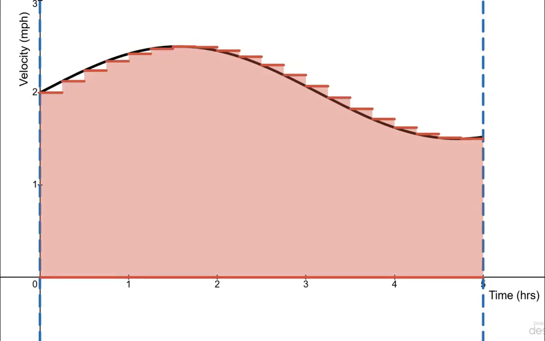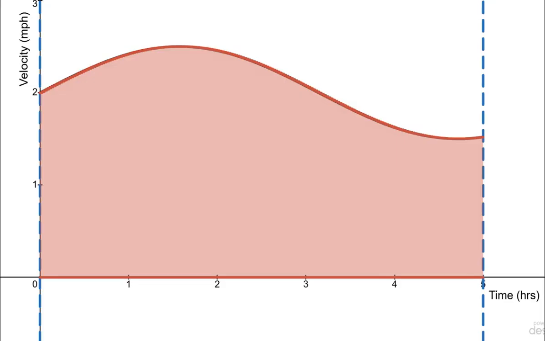What if we increase the number of rectangles to 20? Now our estimation is even better. How about 50 rectangles? Or 100 rectangles? Or 200 rectangles? I think you can see where we're going with this. The more rectangles we use to estimate the area underneath the curve, the better our estimation becomes. So all we would have to do is find the area of each one of these rectangles and add all of those areas together to get the total area under the curve, and that number will be a very, very, very close approximation to the actual area underneath the curve.